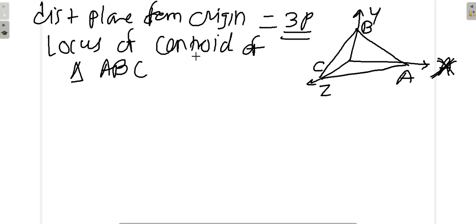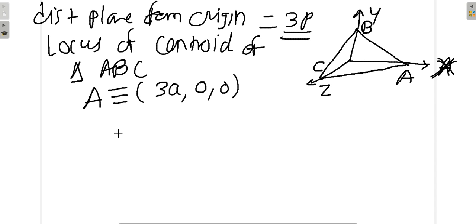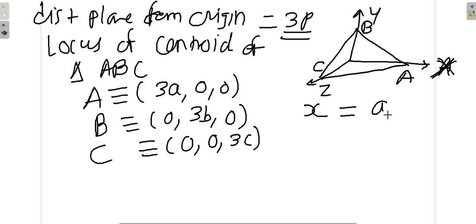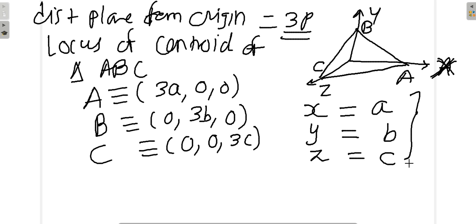Okay, so let us take the coordinates of A as 3a, 0, 0. It lies on the x-axis, mind you. Let us take B as 0, 3b, 0. Coordinates of C as say 0, 0, 3c. Then the x coordinate of the centroid of the triangle will be given by a, because it is 3a plus 0 plus 0 upon 3, so it will be a. The y coordinate of the centroid will be b, and the z coordinate of the centroid will be c. So this is what we know.